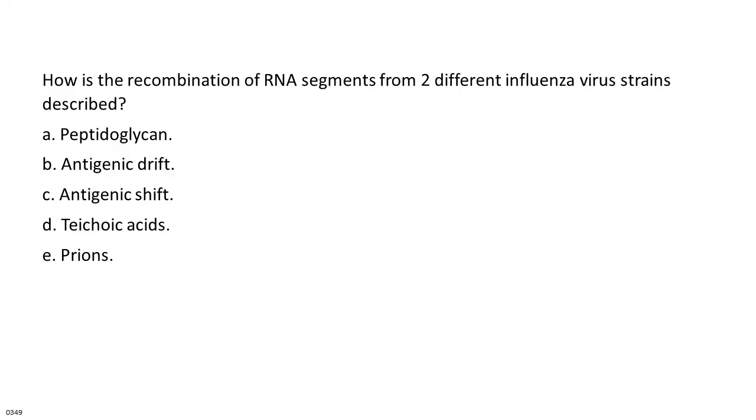How is the recombination of RNA segments from two different influenza virus strains described? A. Peptidoglycan. B. Antigenic drift. C. Antigenic shift. D. Teichoic acids. E. Prions.